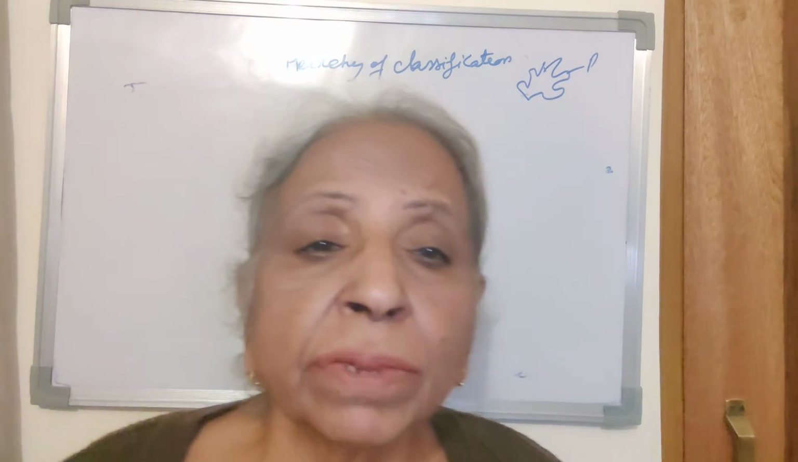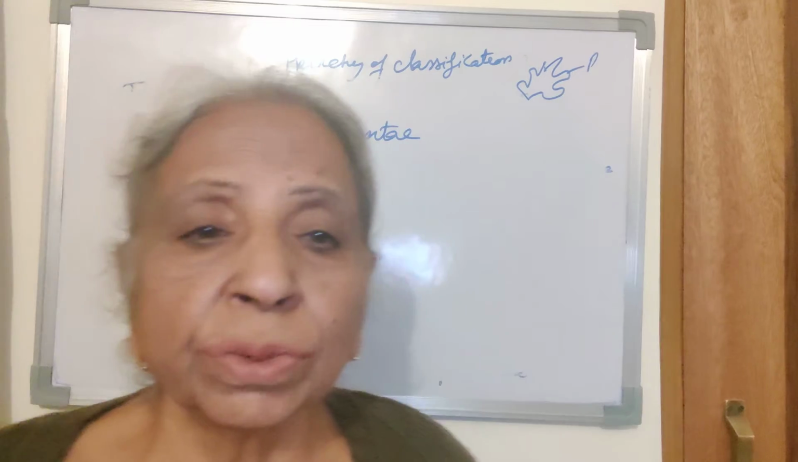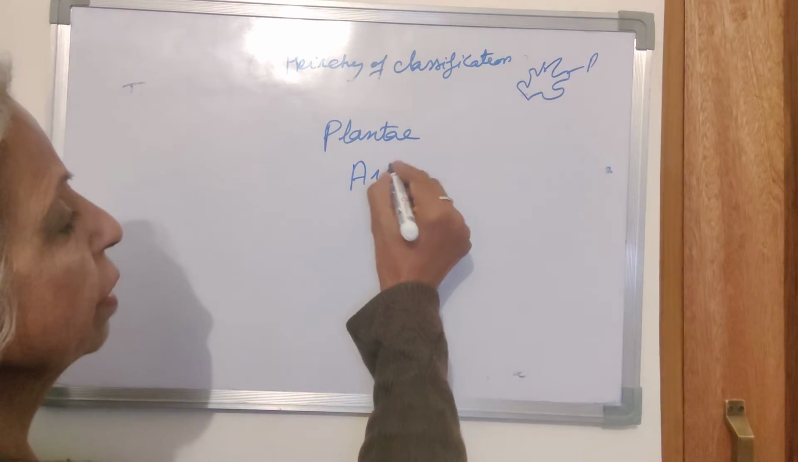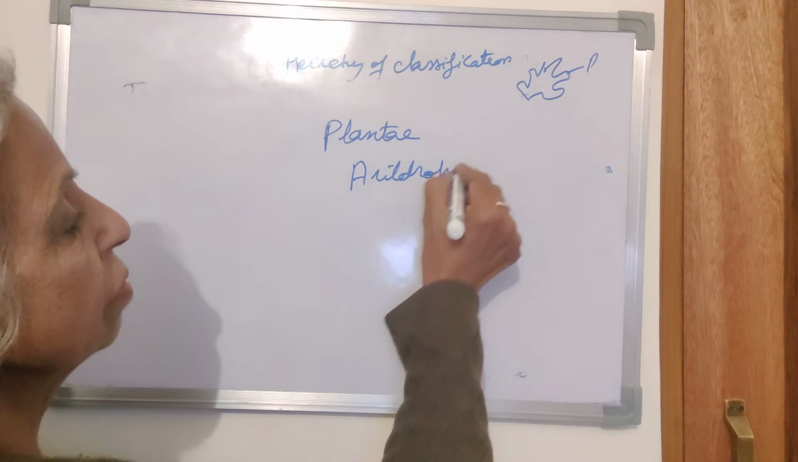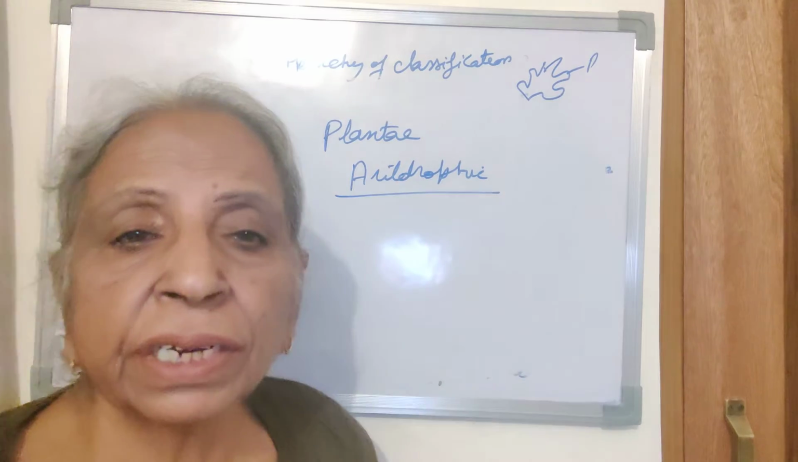Kingdom Plantae, they have the plants which are autotrophic in nutrition. That is, there is chlorophyll present in their cell. They can photosynthesize their food. That's why they are called autotrophic in nutrition.